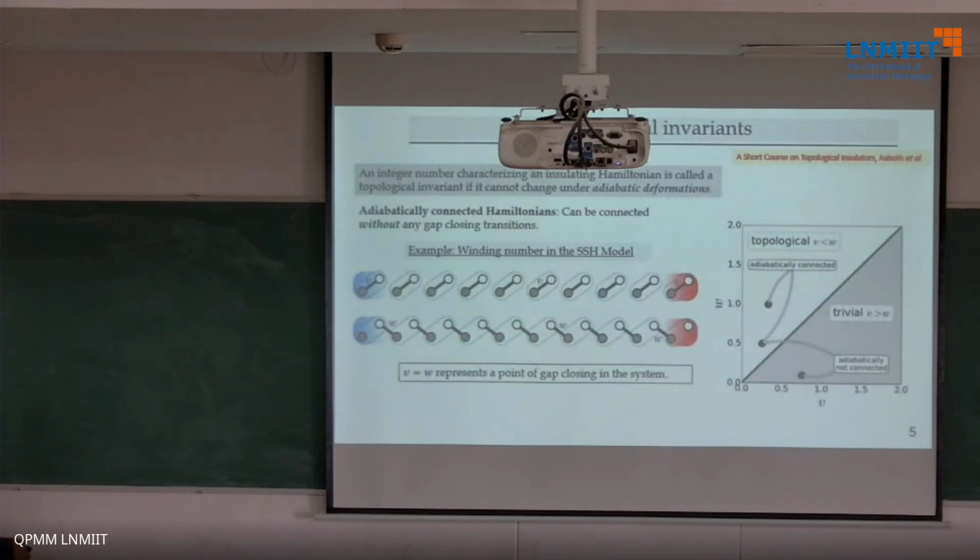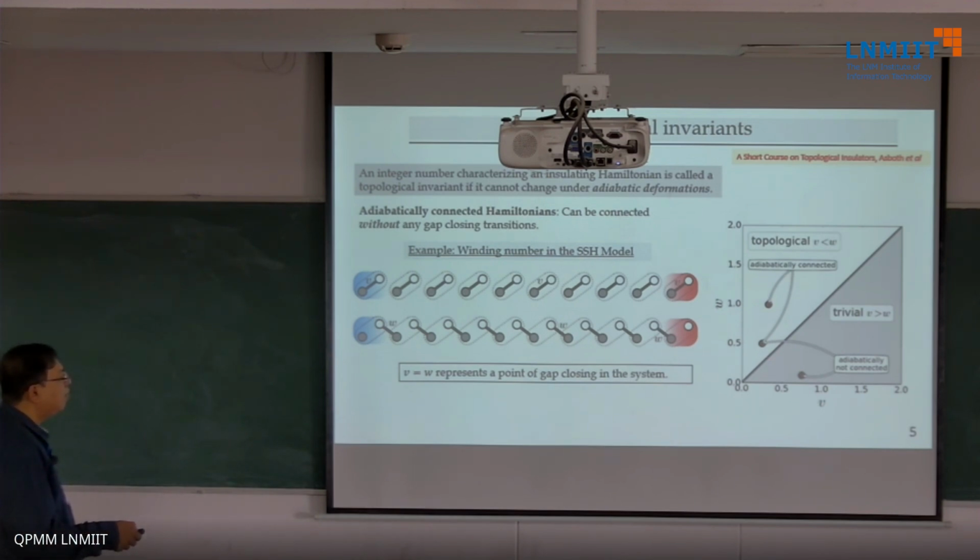Okay, so coming back to this SSH model, you have the extreme dimer limit where there is no hopping between these two, and so on. So V is only there, there's no W, or only W is there. So these are the two limits. V is the hopping between these two carbons, and W is the hopping between these two carbons. So V becomes equal to W, that's a gap closing line.